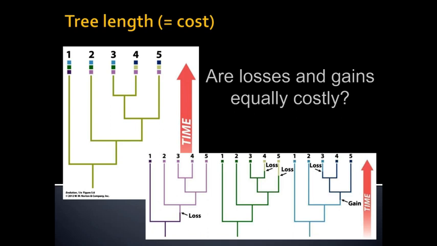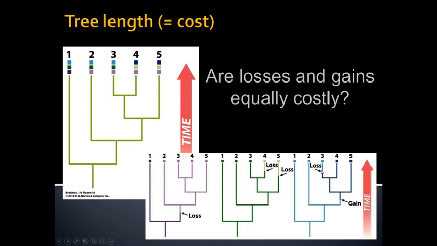And when we map a change onto a phylogeny, that's a cost. And so tree length or tree cost is adding up all of the changes that we need to infer occurred to help us explain why characters occur in different organisms. So here we've explained it with a gain in an ancestor and then a loss in one of the descendants.